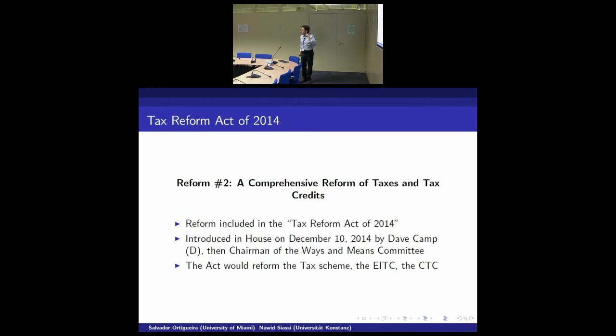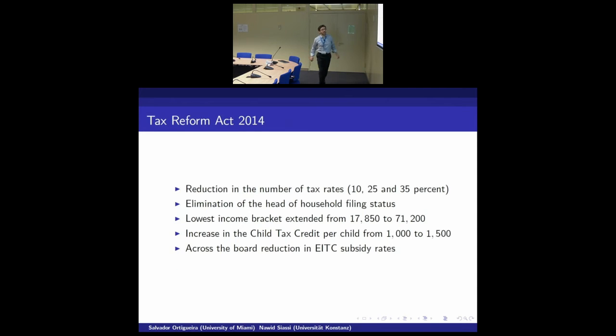Let's go to reform number 2, quickly. This is a more comprehensive reform. The previous one was a very simple one. It was just a 20% deduction on the earnings of a secondary worker in a married couple. This is introduced by a Republican, not a Democrat. It reforms the tax scheme, the EITC, and the child tax credit. Here we can see what it does.